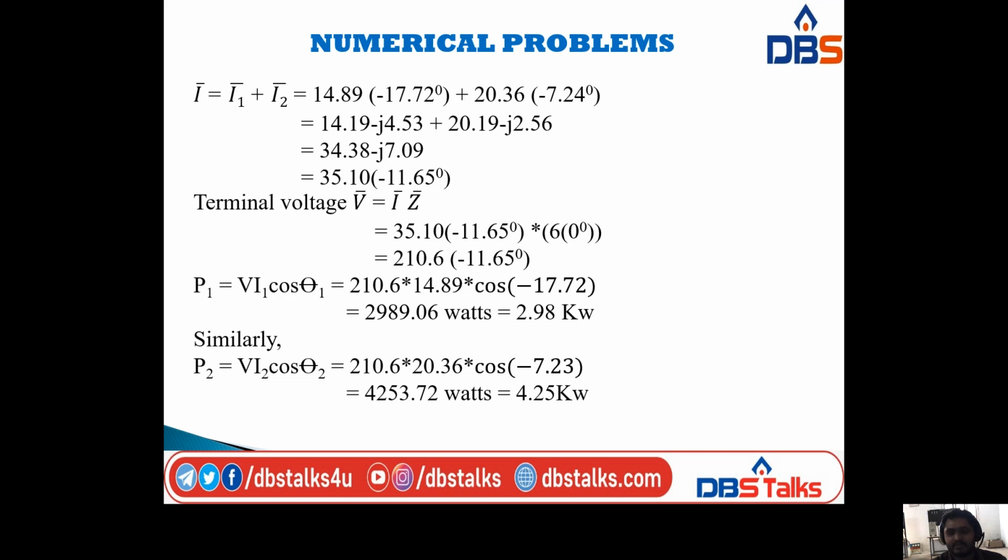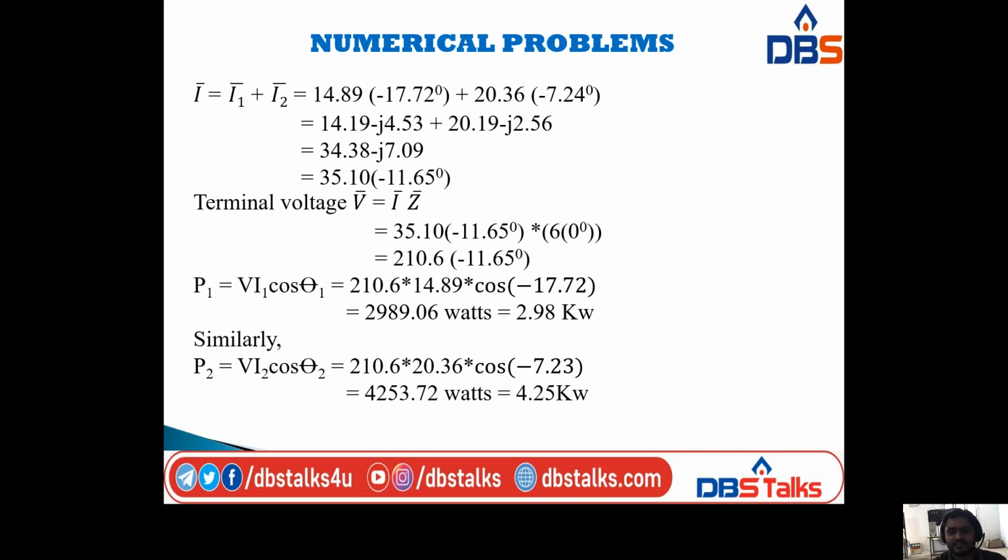And finally we have to calculate the power in each alternator, that is P1 is equal to V into I1 cos phi 1. Okay. So in this one, V we just now calculated, that is 210.6 into I1 is 14.89 into cos of phi 1. So phi 1 means minus 17.72 degrees. So please treat this one as phi 1. So that is cos of minus 17.72, and after simplifying this one we have 2989.06 watts, that is 2.98 kilowatts.